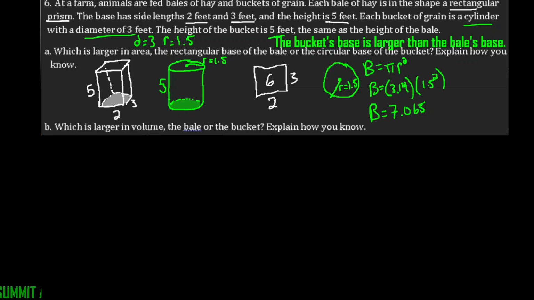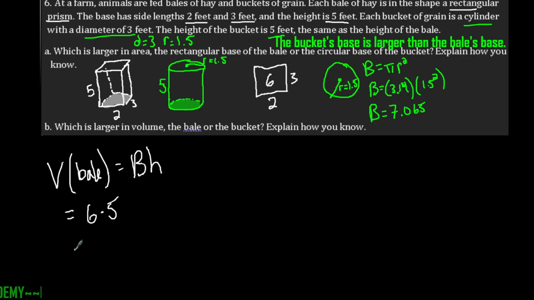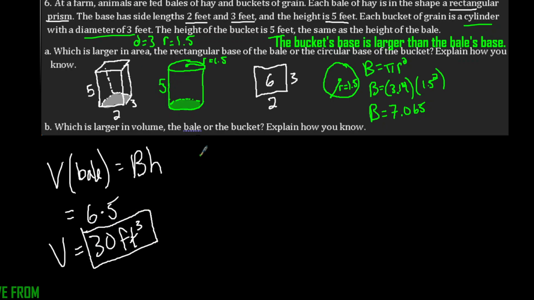So let's actually do that. Let me keep it in white so that it matches up. So let's say the volume of the bale is going to be equal to base times height, which is going to be equal to 6 times 5, which is 30. So the volume of that one is going to be 30 feet cubed.